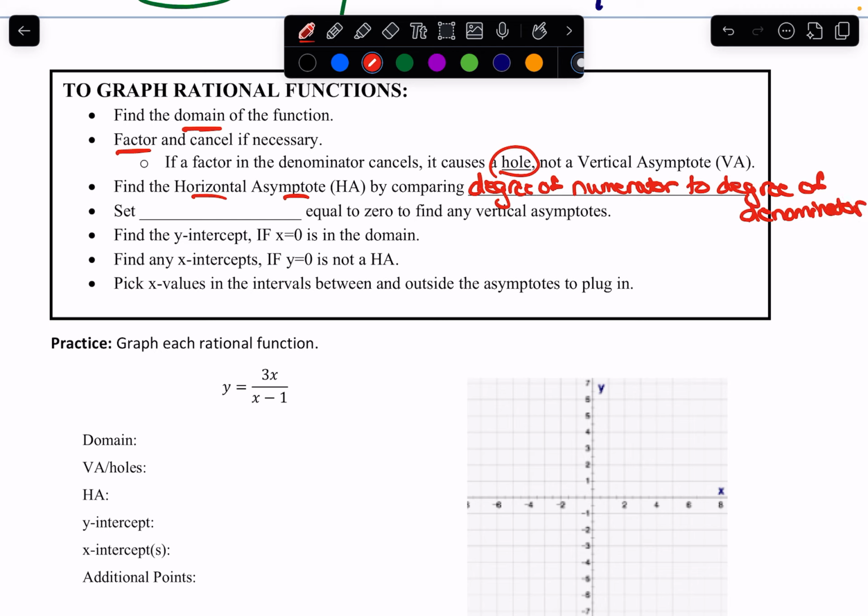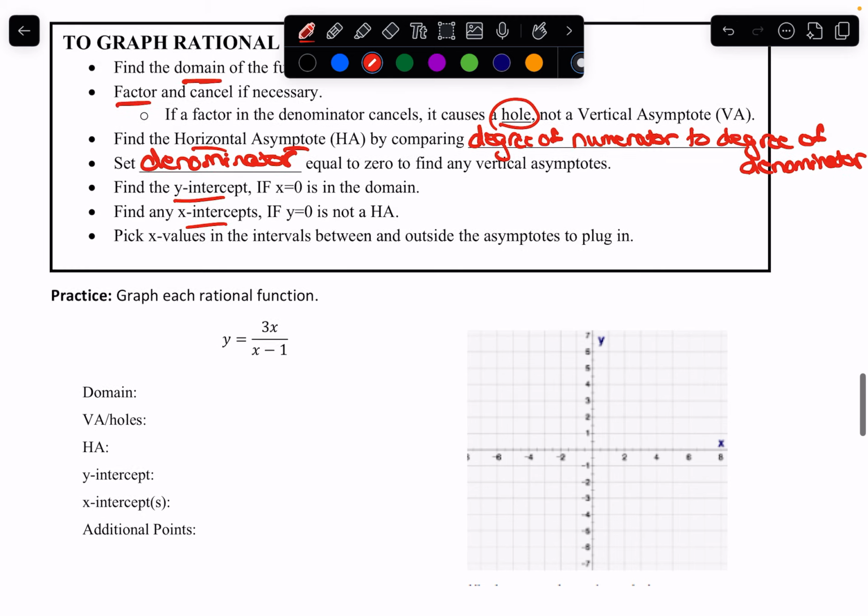Then we're going to set the denominator to equal 0 to find any vertical asymptotes. Then we're going to find the y-intercept if x equals 0 is in the domain, and find any x-intercepts if y equals 0 is not a horizontal asymptote. Notice those if sentences. Then we're going to pick x values in the intervals between and outside the asymptotes to plug in. Okay, so those are the steps that we're going to do.